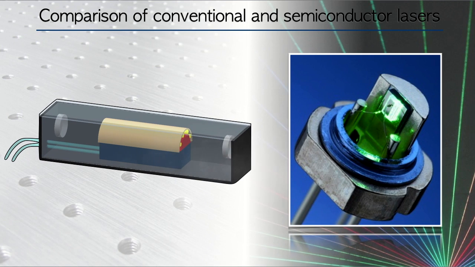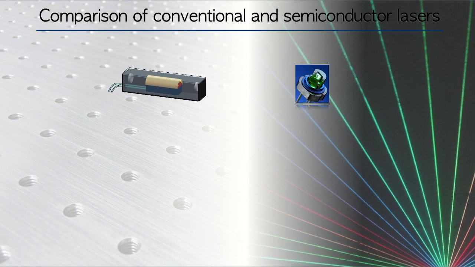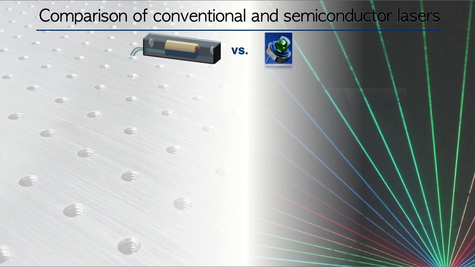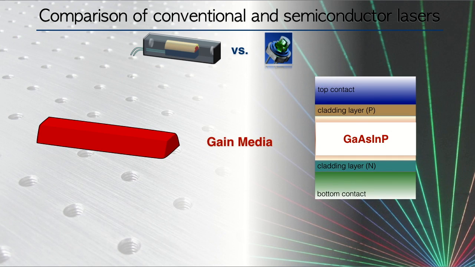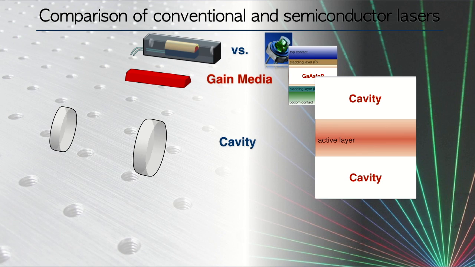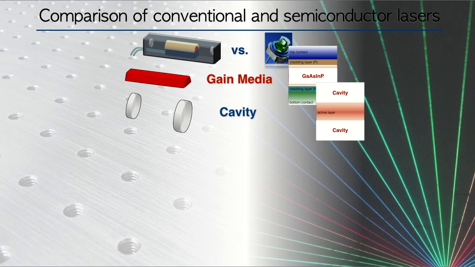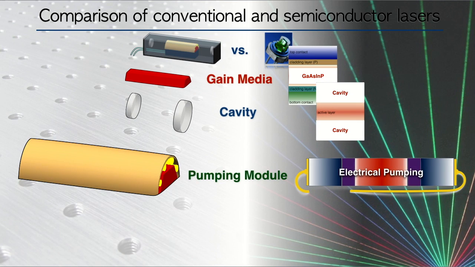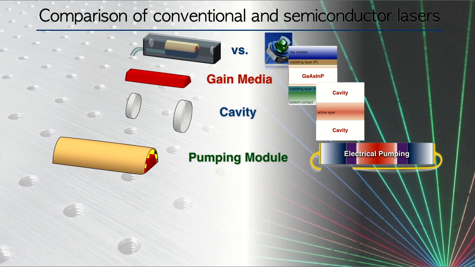Designing a semiconductor laser is nothing else but making the whole laser cheap. We make gain media with semiconducting materials. We make the cavity by total reflection and multilayer techniques. We replace the bulky optical pumping module with highly efficient electrical pumping.